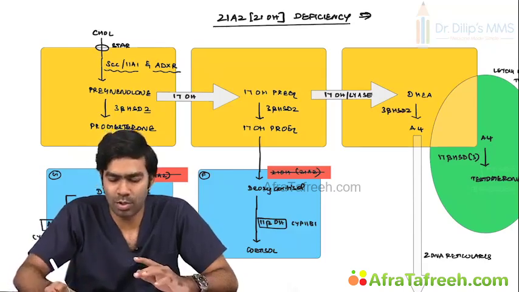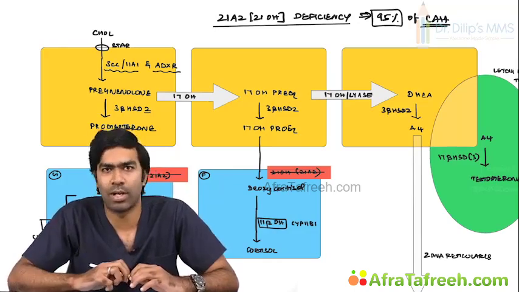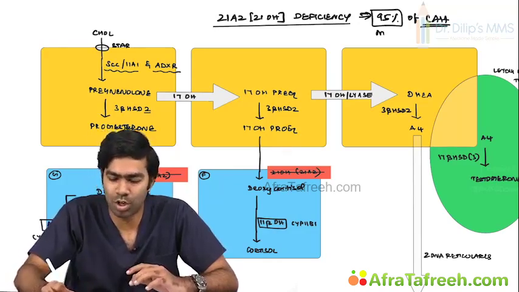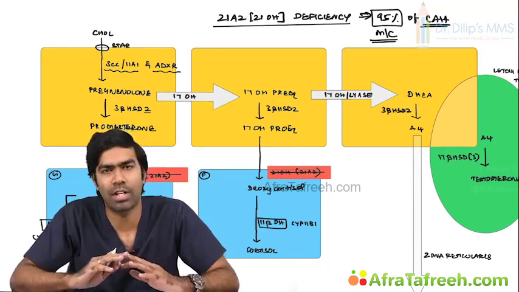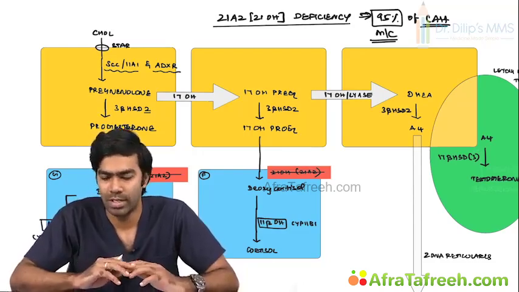So with these basics, let us try to understand this 21 hydroxylase deficiency in the first place. Remember, this 21 hydroxylase deficiency contributes to 95% of the cases of congenital adrenal hyperplasia as well as the entire steroidogenic defects in the world. Which means it is the most common and the most important that you have to understand for exams.